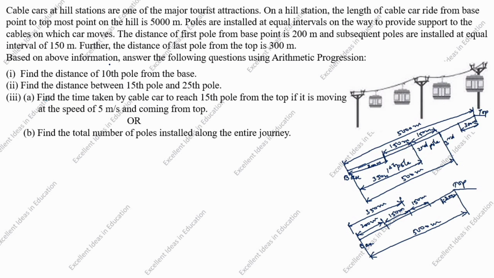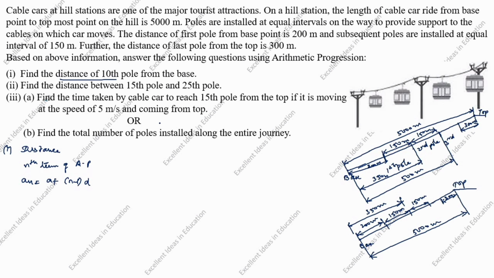Based on the above information, answer the following questions using arithmetic progression. First question, find the distance of 10th pole from the base. Distance of 10th pole. Distance means we will find nth term of AP. What is nth term formula? An is equal to A plus n minus 1 into D.